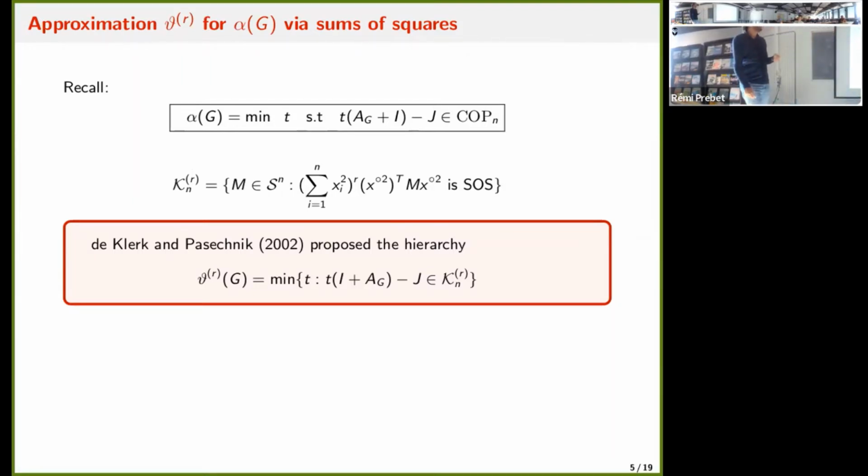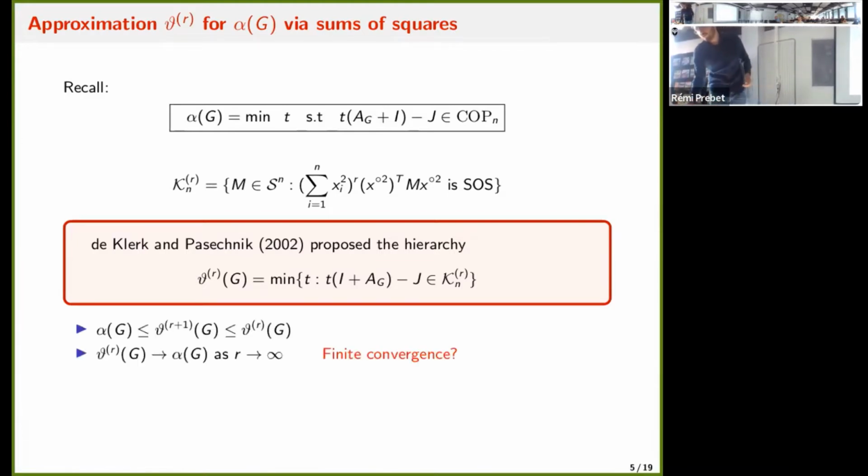And we have the Parrilo cones, and we use this relaxation for the copositive cone. De Klerk and Pasechnik proposed the following hierarchy for approximating the stability number of a graph, just by replacing the copositive cone by the subcone K. And then there are some known results. For example, it's a hierarchy of approximation in the sense that if r increases, then the bound gets better and better, just because K^r is contained in K^(r+1). And also we have asymptotic convergence: theta_r converges to alpha as r goes to infinity.